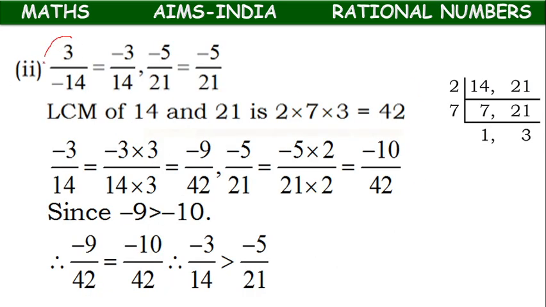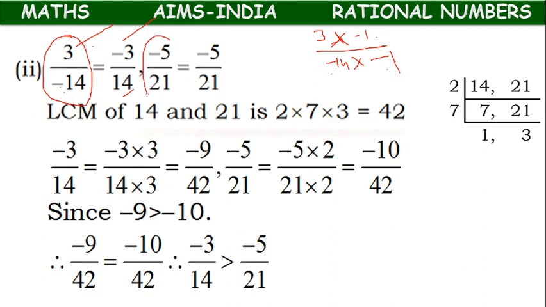So 3 by minus 14. It is not in the standard form because the denominator is negative. We can multiply with minus 1: 3 into minus 1, minus 14 into minus 1. What value will we get, children? 3 into minus 1, minus 3; minus 14 into minus 1, 14.